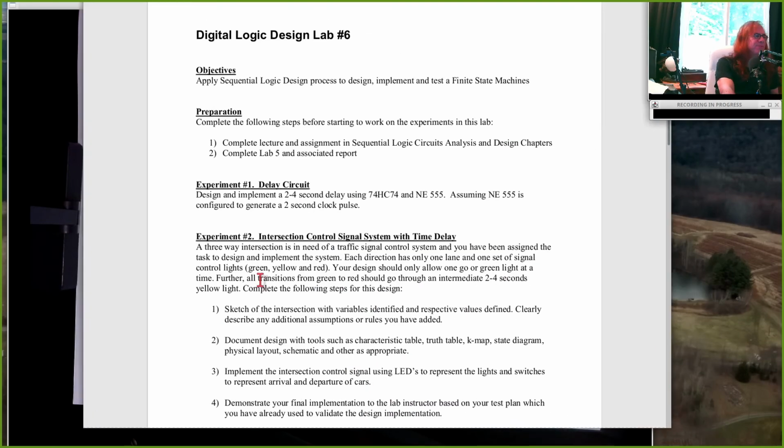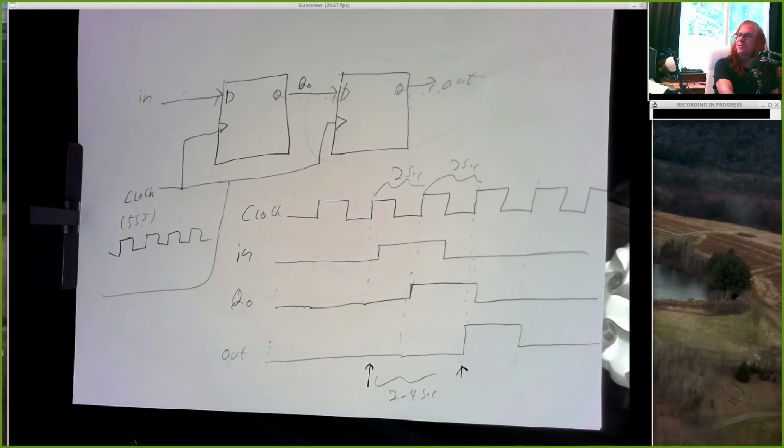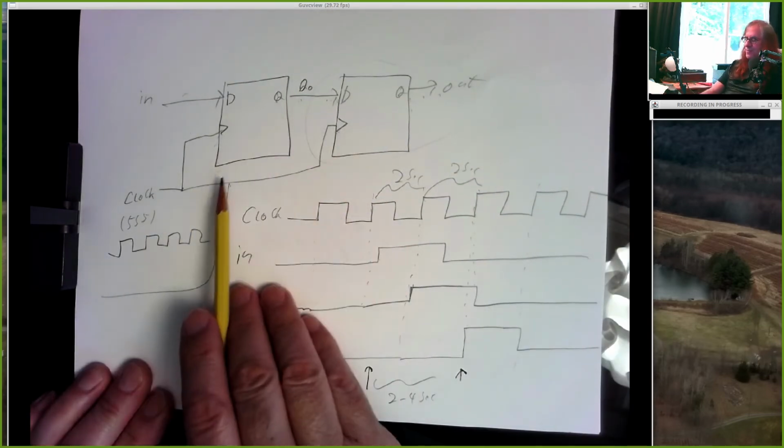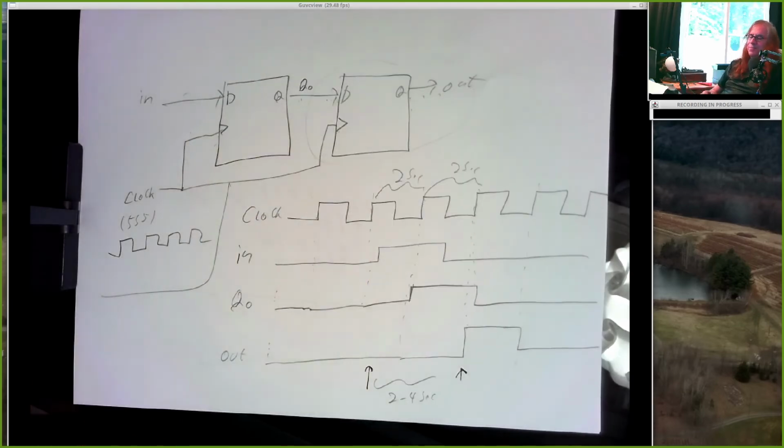So experiment 1, you've seen the circuit, right? Design and implement a 2 to 4 second delay using dual D flip-flops and a 555. So wire your 555 like you did in experiments 1 and 2 from the last lab, right? Connect the output of the 555 to the clocks of the 2 D flip-flops. Input goes to here, output goes to there, final output, that's your circuit output.